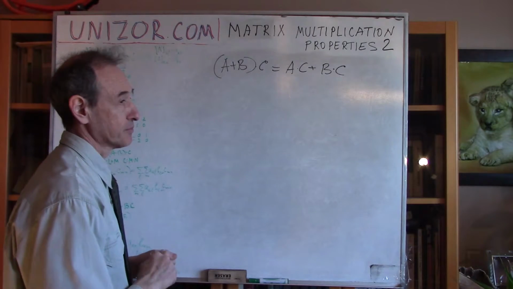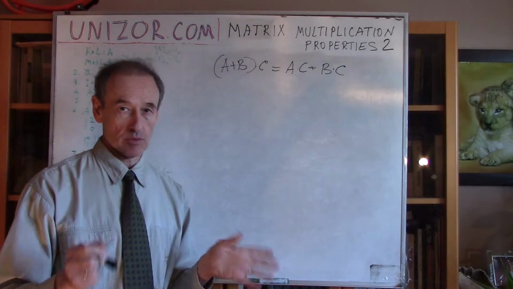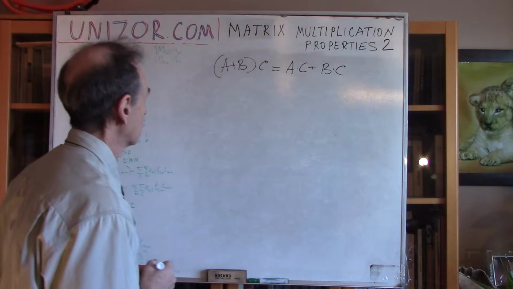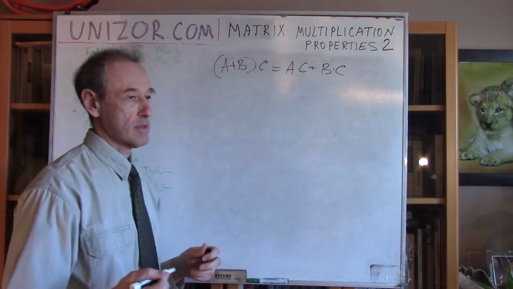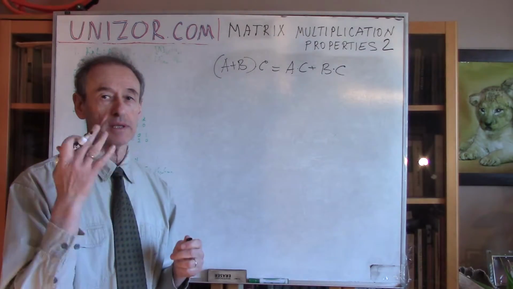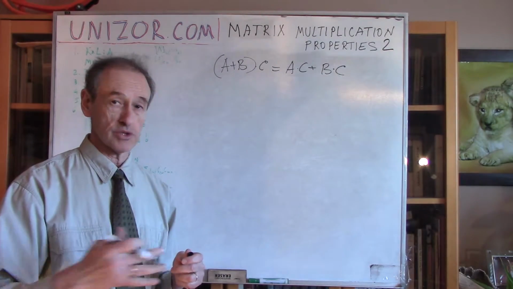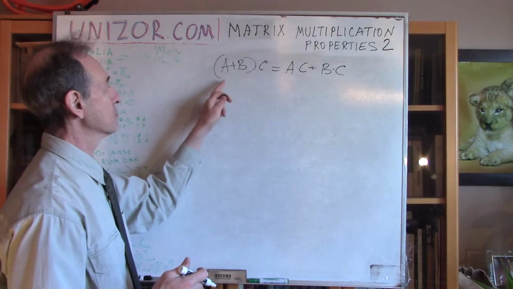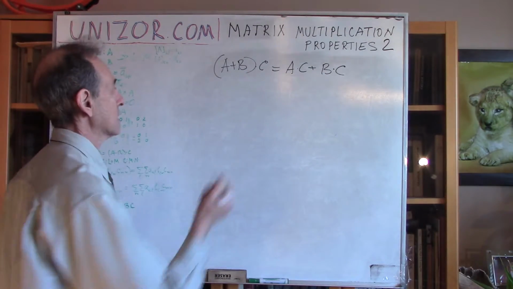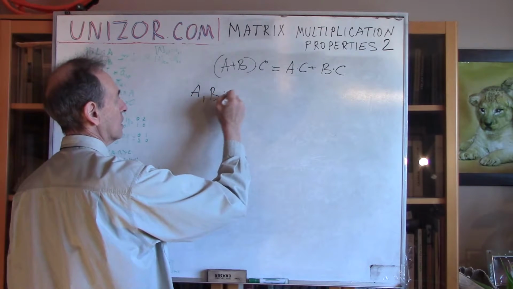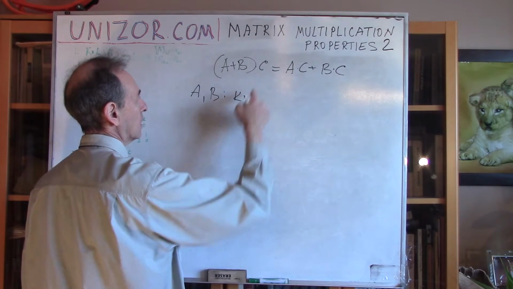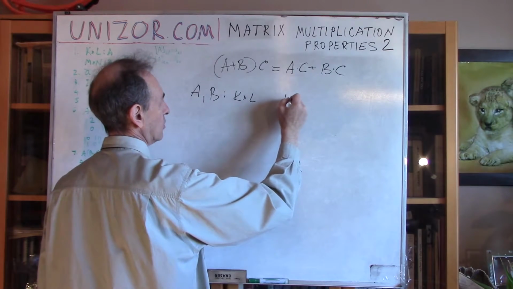Can that be proven? Actually, this is really easy. Why? Well, let's just think about it this way. You remember that adding two matrices is basically adding each element to each corresponding element. So they're supposed to be of the same size. So let's say this is size of A and B is K by L, and size of C is L by M.